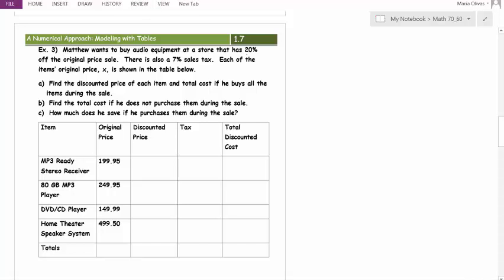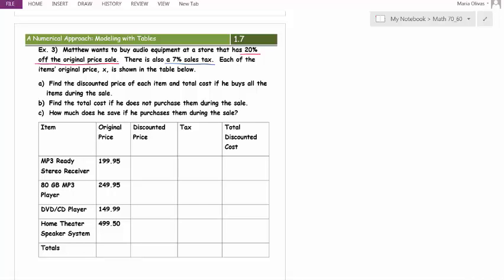Okay, so we're going to go ahead and work on this problem. Example 3. Matthew wants to buy audio equipment at a store that has 20% off the original price sale. There is also a 7% sales tax. Each of the items' original price X is shown in the table below.